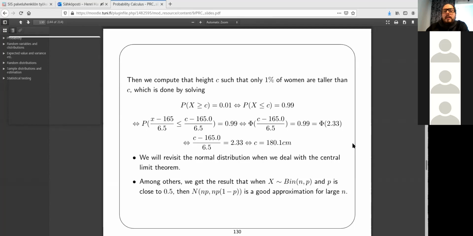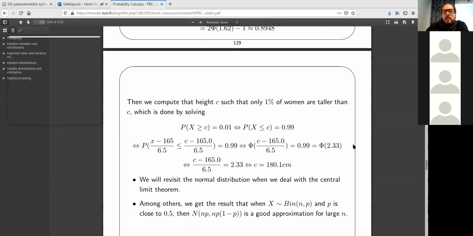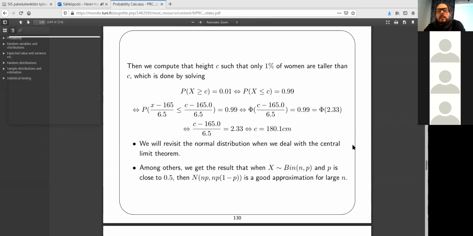We can compute the height. Also, we can do this in an inverse manner. So we want to calculate the threshold for being in the top 1% of tallest women. The way we do this is we first calculate the threshold for 0.99, and in the normalized N(0,1) distribution, we can find it in the table at 2.33.